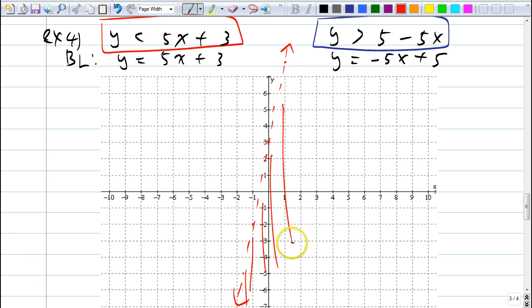Wait, no, why can't it? We got tricked. Isn't it to the left? No, it's either below or above the line. It says y is less than, so it's going to be below. Why goes this way? Wait, then how come... Below is that way.